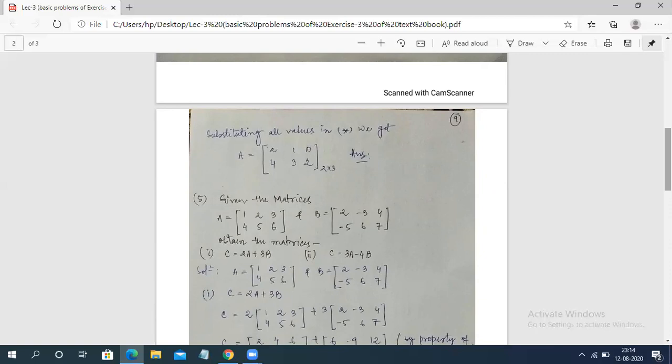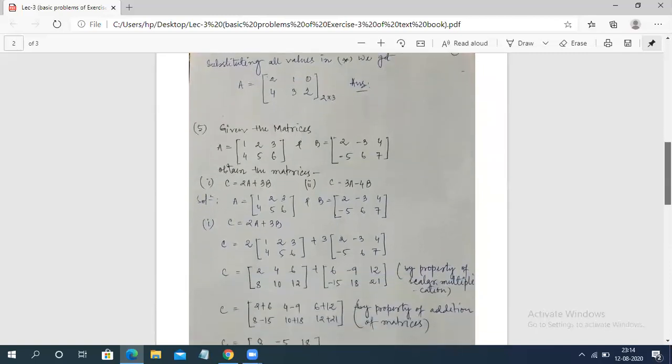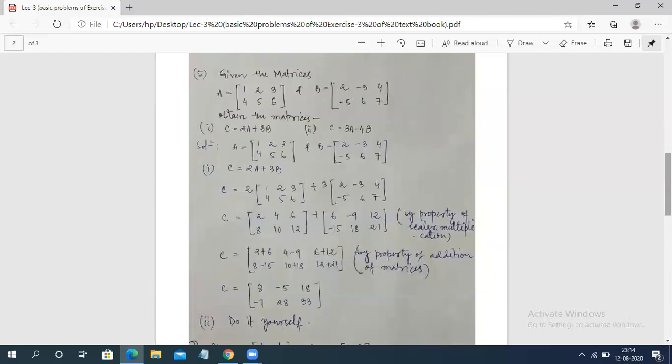Next, come to question number 5. It is given that A is a matrix whose elements are 1, 2, 3, 4, 5, 6. B is another matrix whose elements are 2, minus 3, 4, minus 5, 6, 7. These two matrices are of order 2 by 3. This is a matrix of order 2 by 3 and this is again a matrix of order 2 by 3.